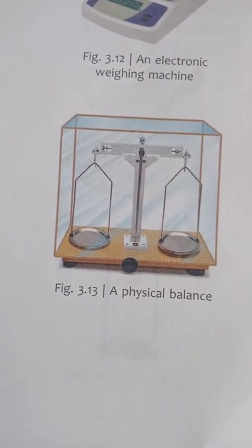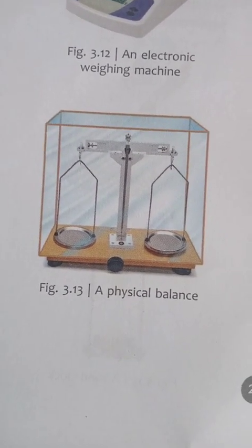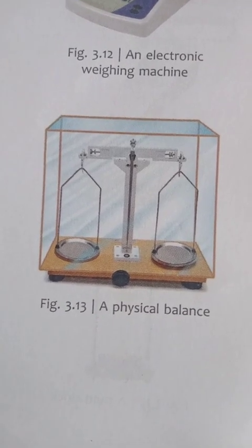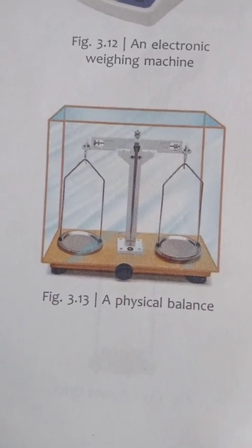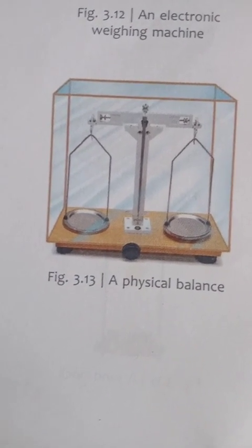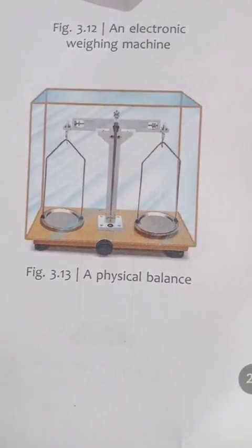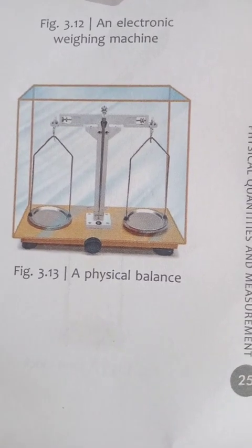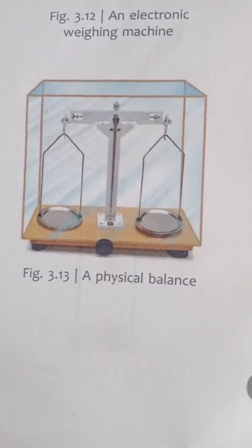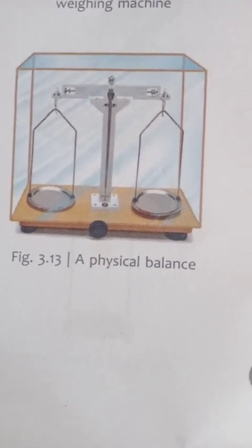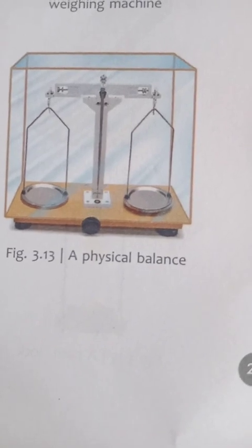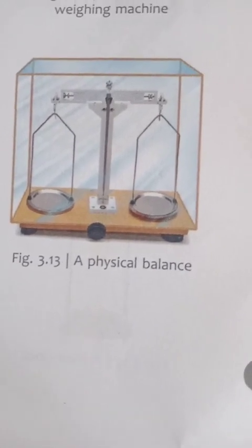And physical balance looks like it is enclosed in a glass chamber. This is the type of a beam, this is called physical balance, which we basically use mainly in the laboratory, as well as for very specific or accurate measurement. Due to accurate or sensitive measurement they use this physical balance.